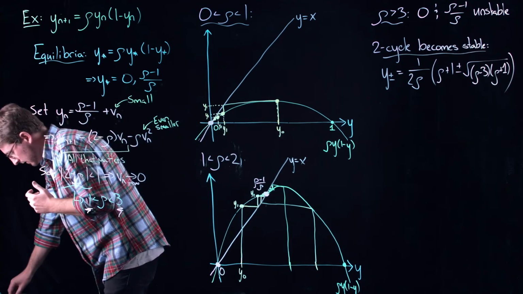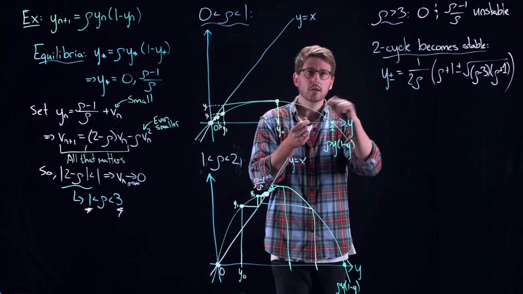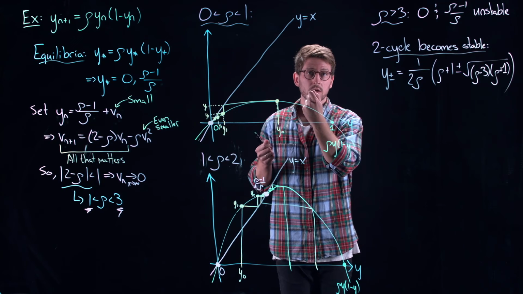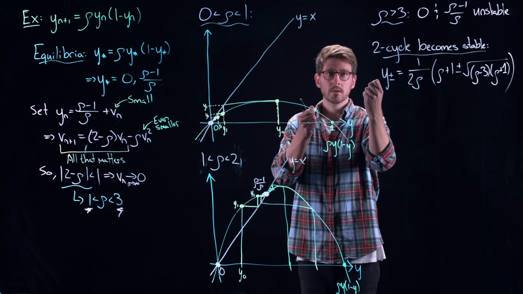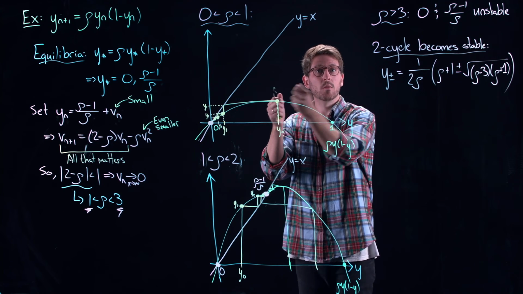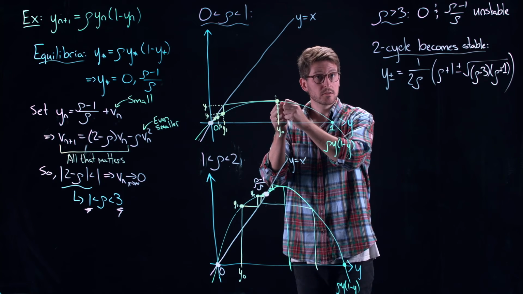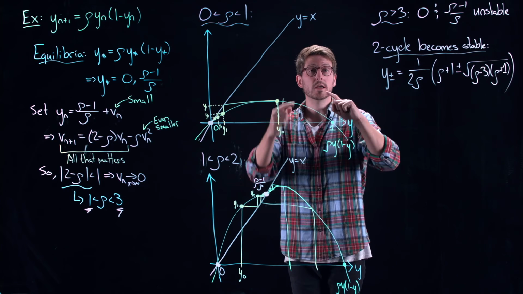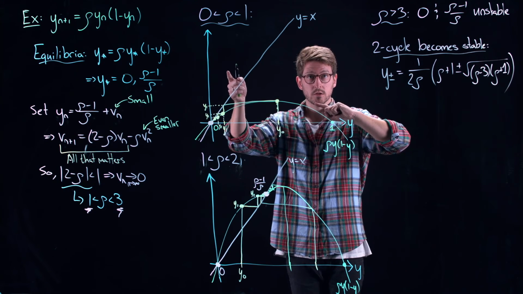What is a 2-cycle? Well, a fixed point is a value that you put in and you get it right back out. So what's a 2-cycle? You put in, say, y plus, and you get y minus. You put in y minus, and you get y plus. You put in y plus, and you get y minus. You put in y minus, you get y plus. So what do you get? You're hopping between 2 values in your iteration.